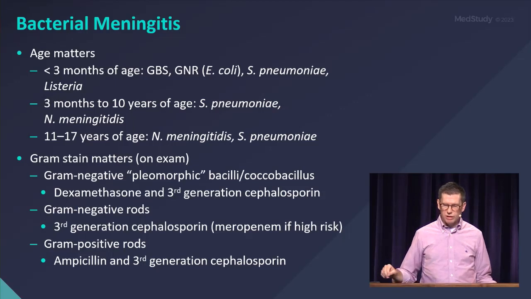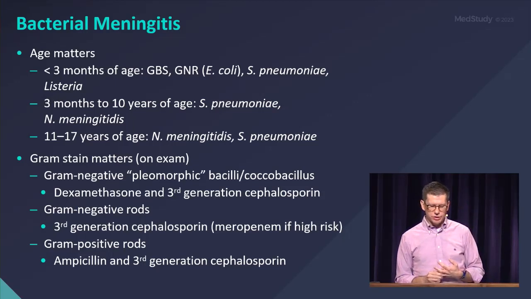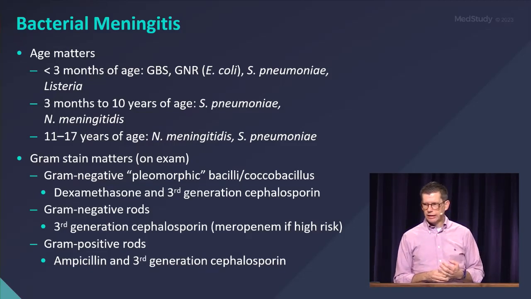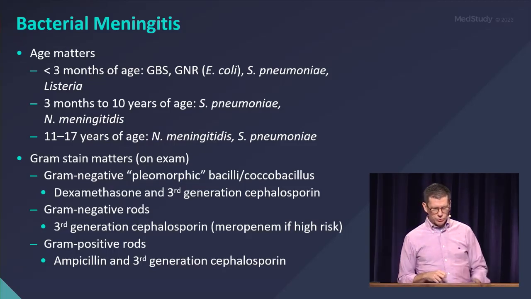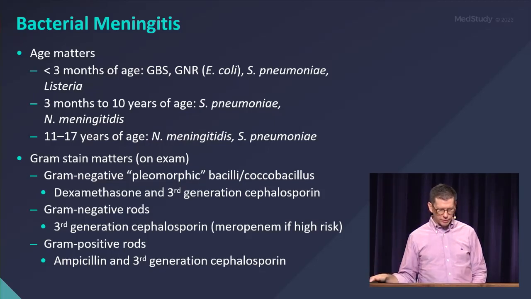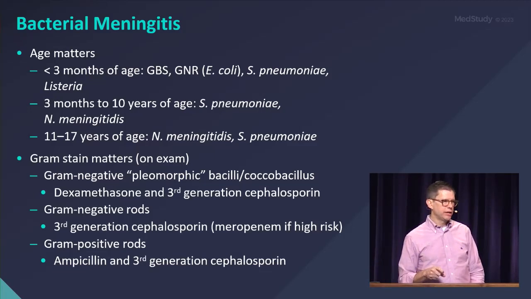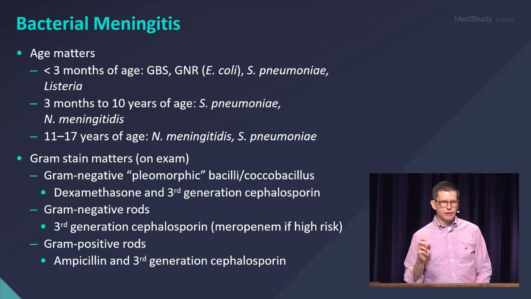So when we talk about bacterial meningitis, age matters. If they're less than 3 months of age, we talk about group B strep, we talk about E. coli, Listeria, and strep pneumo. 3 months to 10 years of age, strep pneumo, Neisseria meningitis. And then when you get to 11, it switches. Neisseria becomes more common.